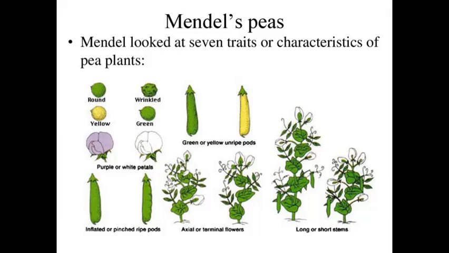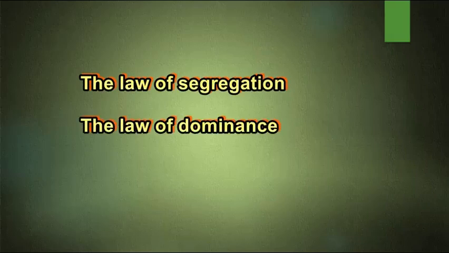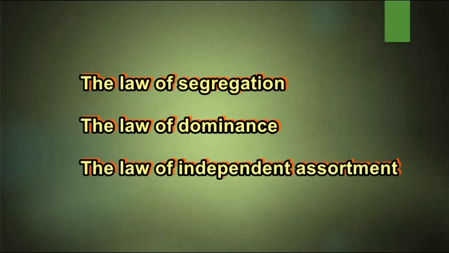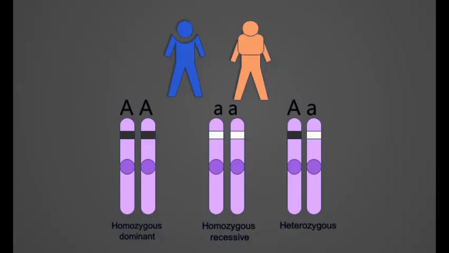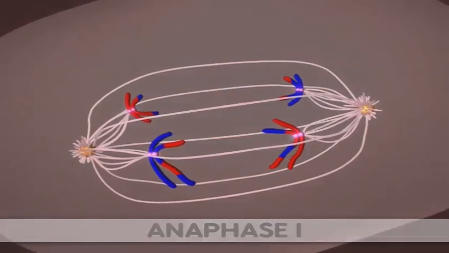In Mendel's paper, he proposed three laws of inheritance: the law of segregation, the law of dominance, and the law of independent assortment. Mendel proposed the concept of factors that controlled traits. These factors inside plant cells would segregate during gamete formation, which is basically the law of segregation.